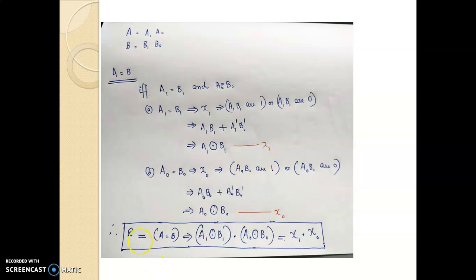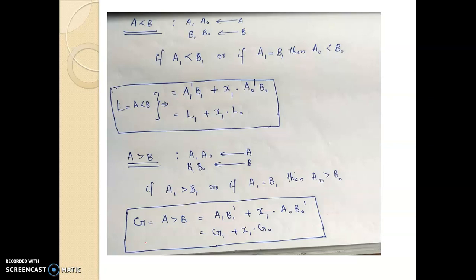So we can say that E, or equal to, for the 2-bit magnitude comparator, A is equal to B, can be obtained as A1 XNOR B1 and, so it is dot. Both have to be equal, not the MSB alone. Your LSB also has to be equal. That is why AND, so it's a dot operator. And when can you say that A0 is equal to B0? It is A0 XNOR B0. So we can say that X1 dot X0. That is the equation for E.